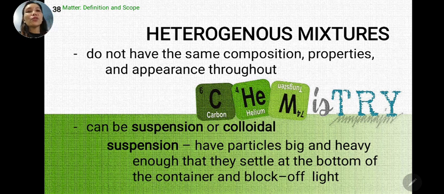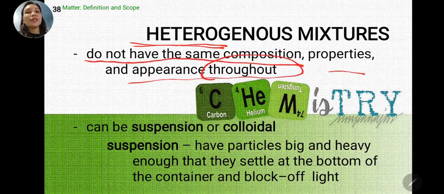So, hetero, ibig sabihin iba-iba. Yung homo kasi, ibig sabihin isa lang siya or magkakapareho. So, this does not have the same composition, properties, and appearance throughout. So, this can be suspension or colloidal.